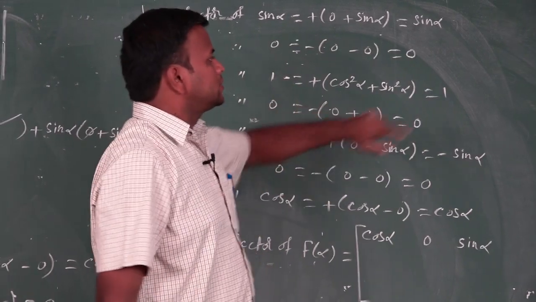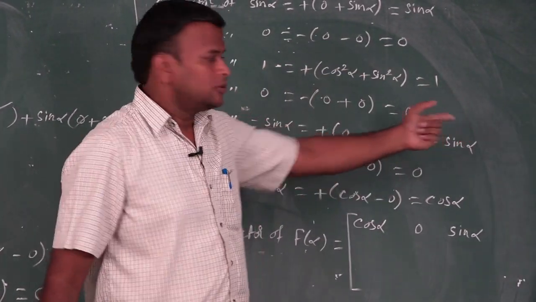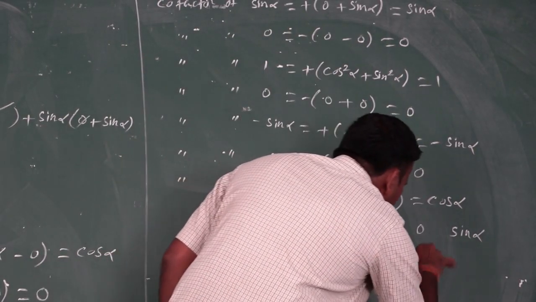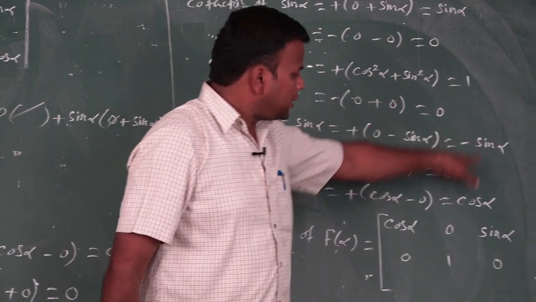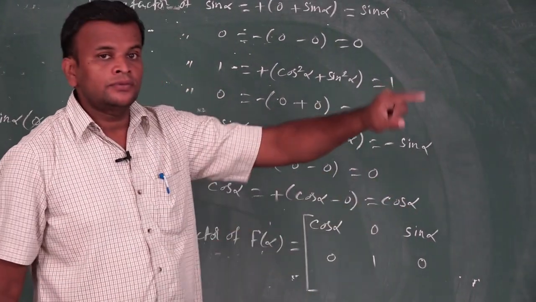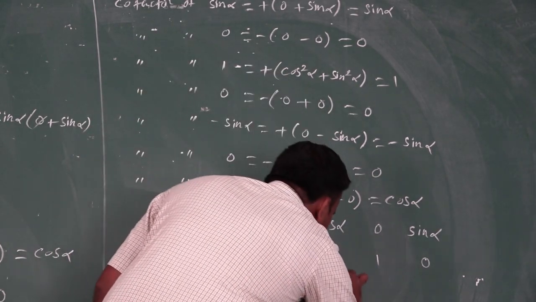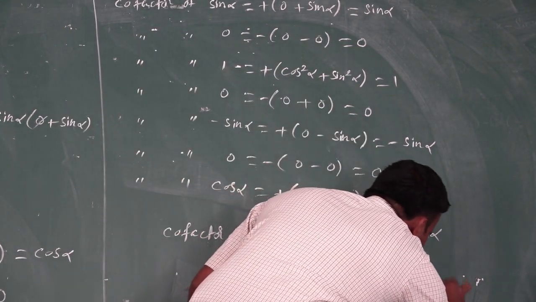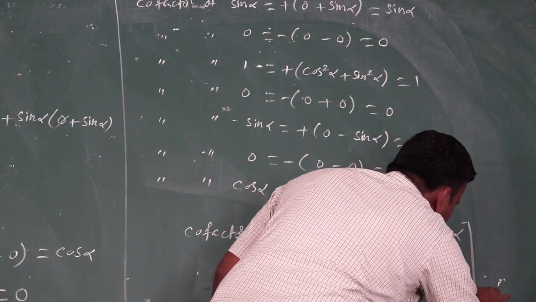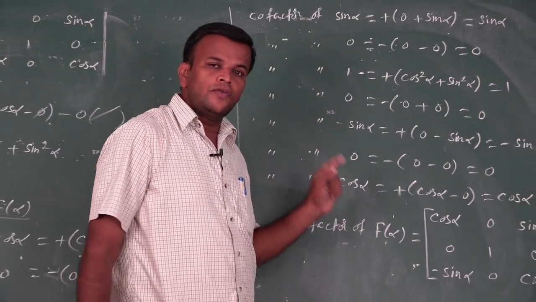So orderly we write. So first row over. These three elements occur in the second row: 0, 1, 0. And the remaining three values lie in the third row. It is the value of A31, so minus sin alpha, 0, cos alpha. So it is the value of the cofactor of f of alpha.